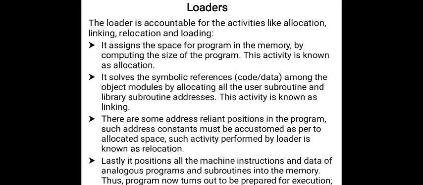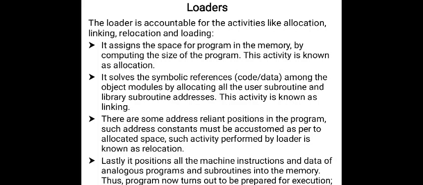So this work done by the loader, this activity is being termed as what? Allocation activity. The second one is linking activity, which is also a very vital activity. The loader will resolve all the symbolic references related to code or data in a program among the object modules by allocating all the user subroutines and library subroutines addresses. This activity of allocating the user subroutines and library subroutines addresses is known as the linking activity, and this is a very vital activity performed by our loader.